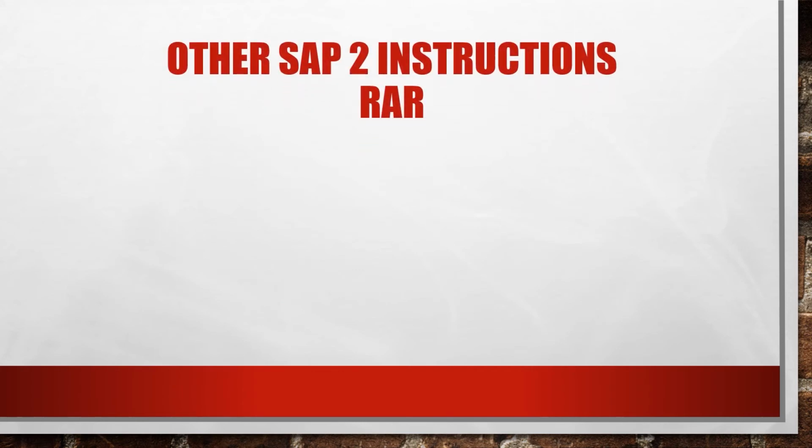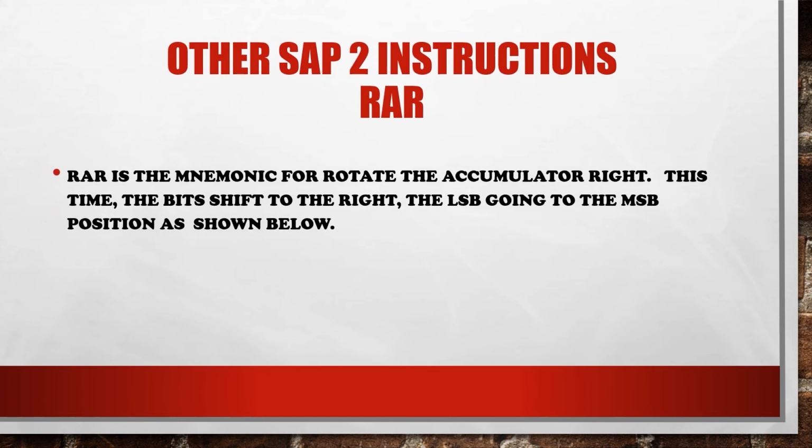RAR is another instruction of SAP 2. RAR is the mnemonic for rotate the accumulator right. This time the bits shift to the right, with the LSB going to the MSB position, as shown in the figure below. So here the LSB is shifted to the MSB position and the other bits are shifted to the right.